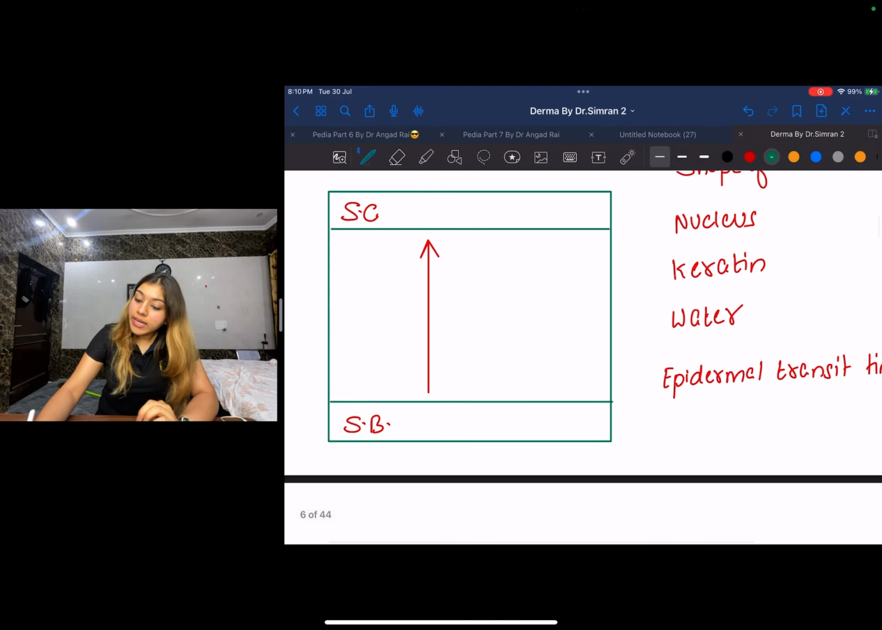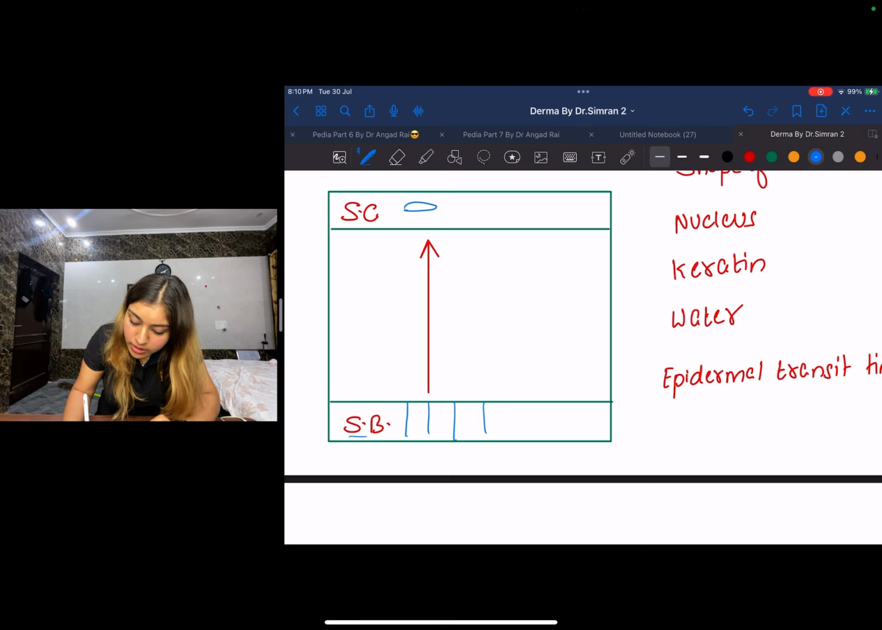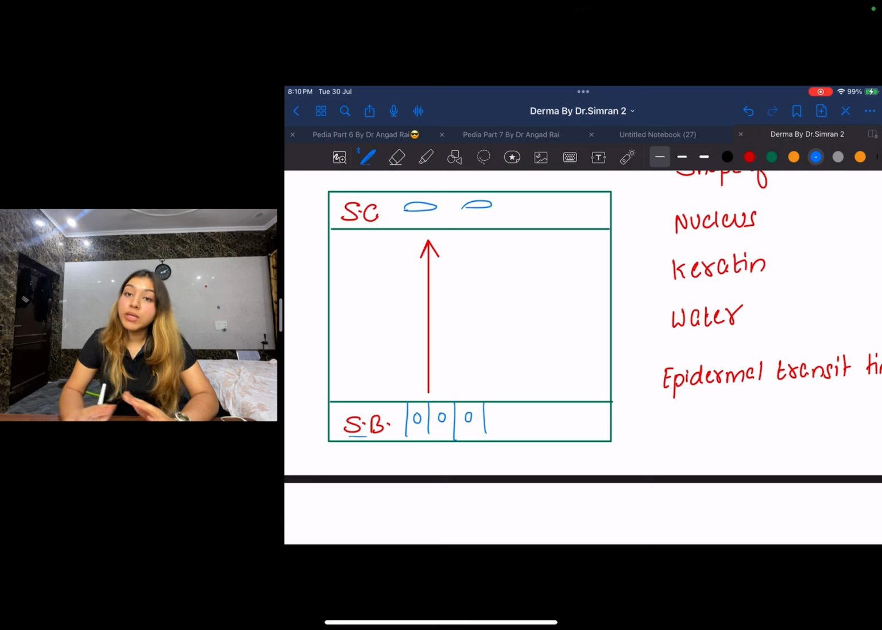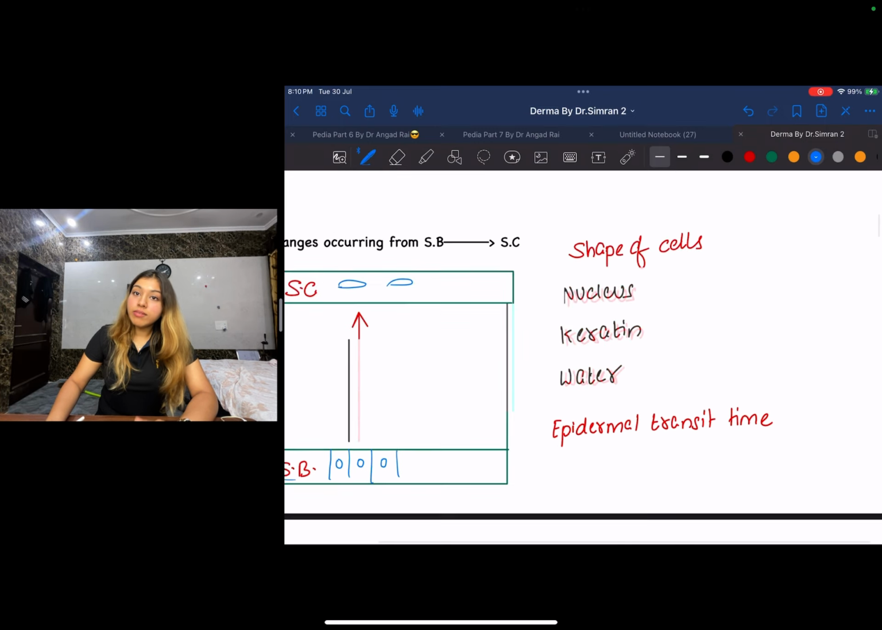Now we have already revised, right? Stratum basale, these are going to be columnar. Stratum corneum, they're going to be flat cells. Stratum basale, did they have a nucleus? Yes, they had a central nucleus. Whereas in your stratum corneum, there is not going to be any nucleus. And if a nucleus is present, what is that called? Parakeratosis, right? Okay, so now let us solve a few questions.